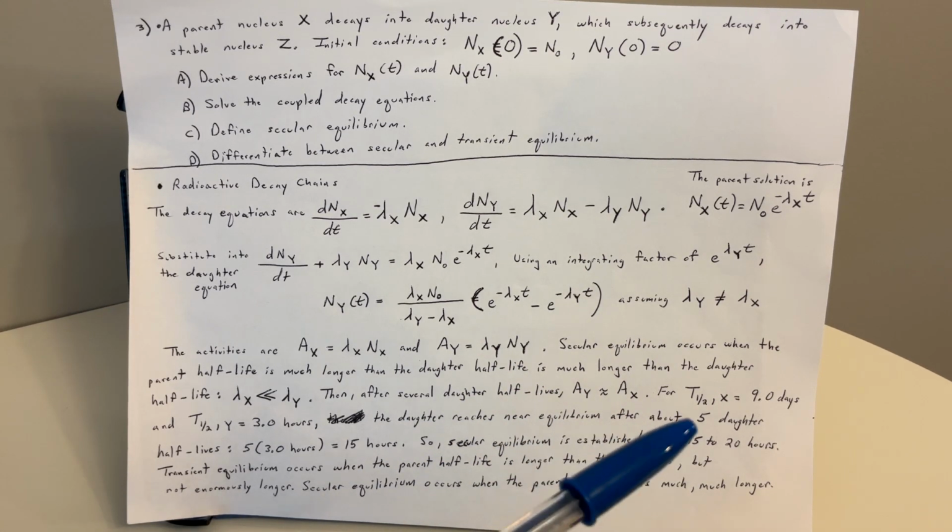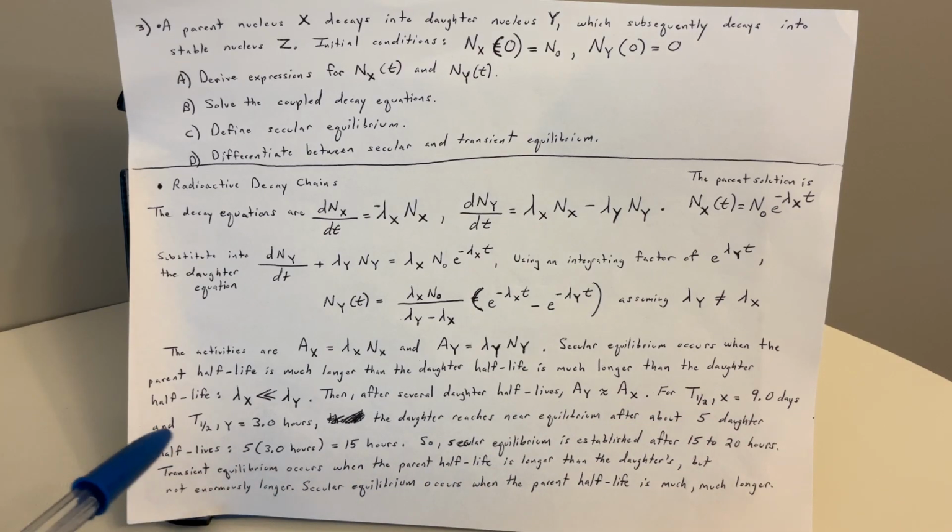And for that, t sub 1/2, x equals 9.0 days, and t sub 1/2, y equals 3 hours. The daughter reaches near equilibrium after about 5 daughter half-lives. So 5 times 3.0, 15 hours. Okay, and now to the secular and transient equilibrium. So secular equilibrium is established after 15 to 20 hours.